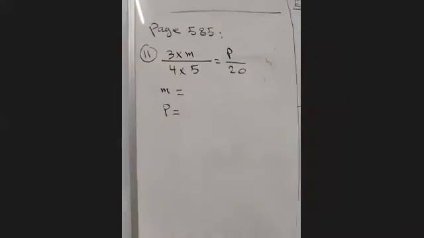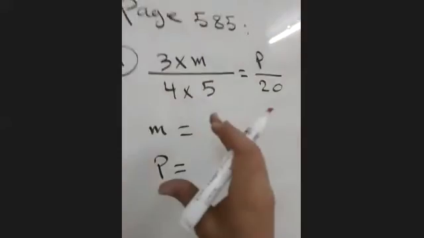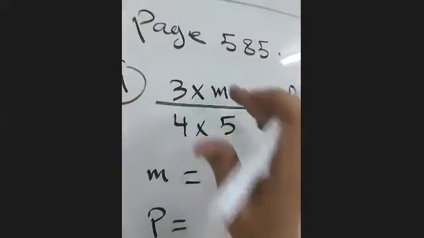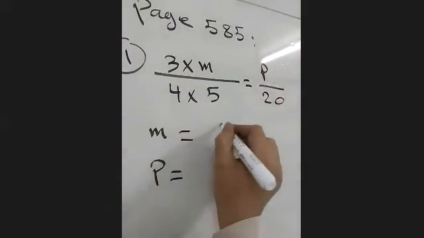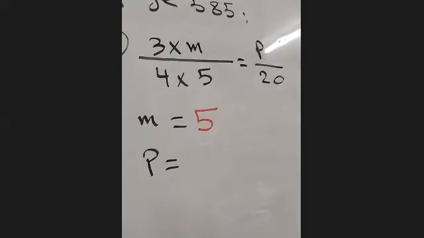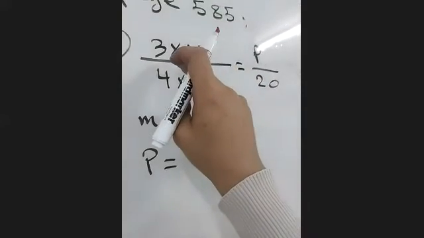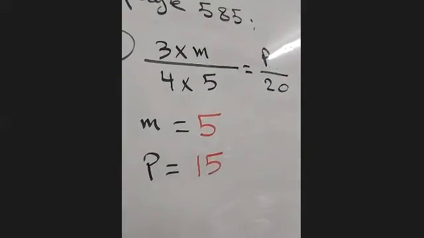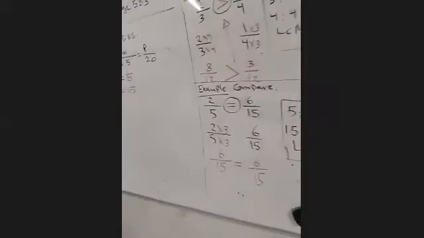P. Think. 3 multiplied by 5. Here, because we multiply down with 5 to make the 4 a 20, we said many times in all of our work, we multiply up and down with the same number, right? Yes. So m should be what? 15 and p should be 15. Exactly. If we replace m with 5, then 3 multiplied by 5 is equal to 15. Excellent. This is question 11. Question 12.